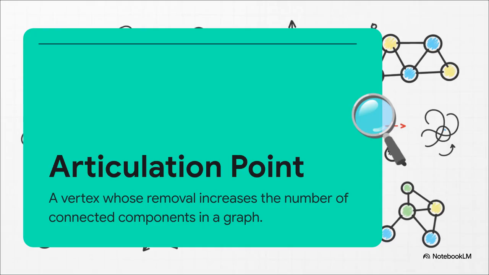Okay, so first up, let's talk about the articulation point. You'll also hear it called a cut vertex. Just think of it like a critical intersection or a central hub. If you take this one node out, the whole network shatters into disconnected pieces. It really is the linchpin holding everything together.